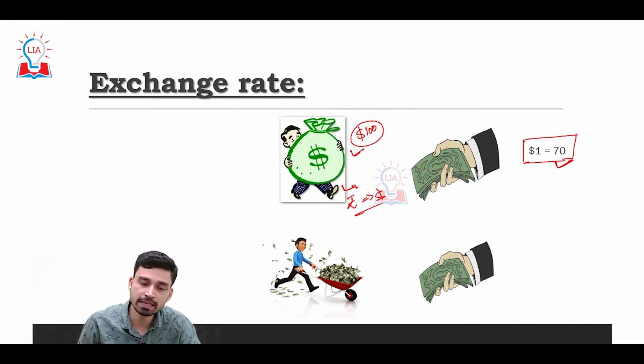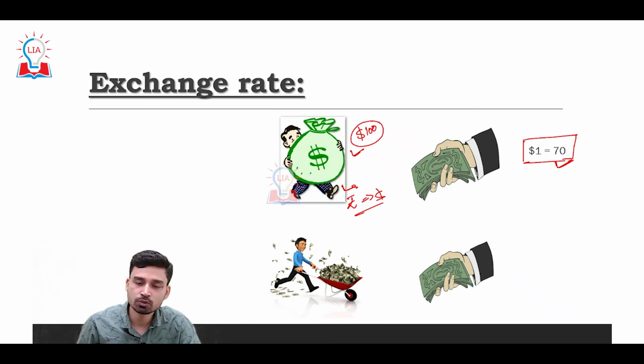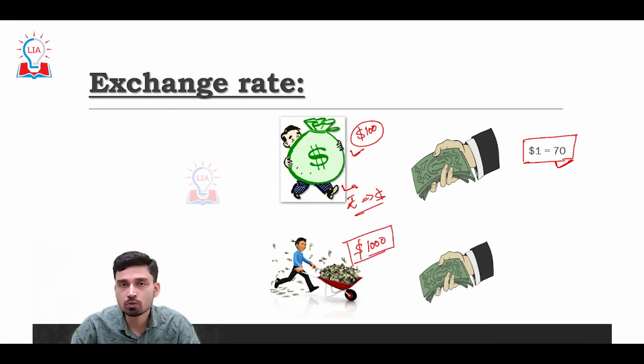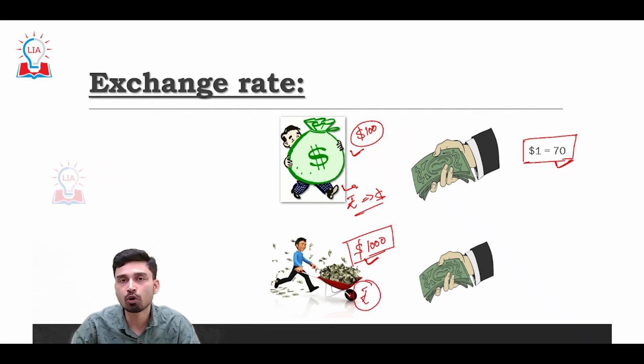But suppose next year this scenario has changed. Now more and more Indians want to import more goods and services from the United States. So next year, suppose instead of $100, Indian citizens and companies want to buy $1,000 worth of goods and services from the US. Now for buying $1,000 worth of goods and services, obviously India will have to spend a lot more Indian rupees to first convert into dollars and then use these dollars to buy goods and services.